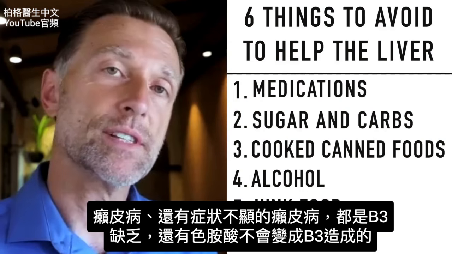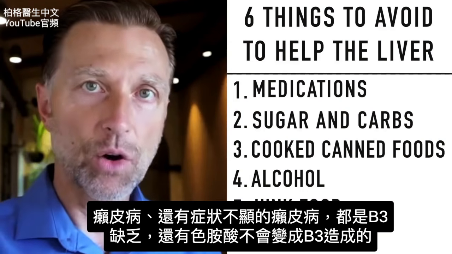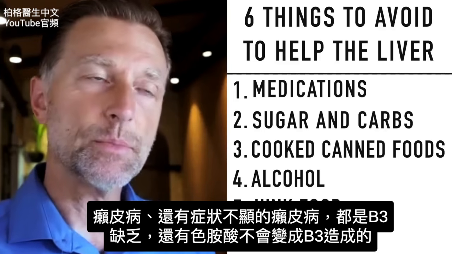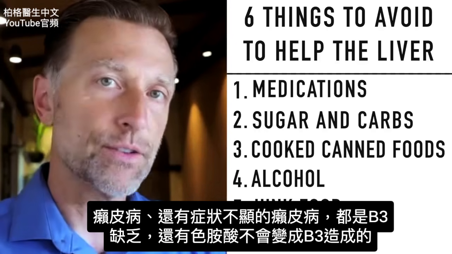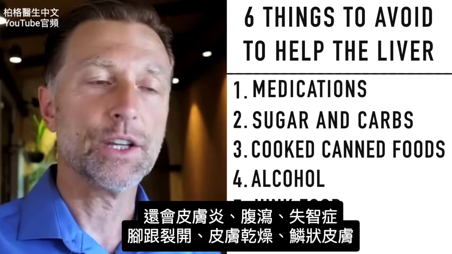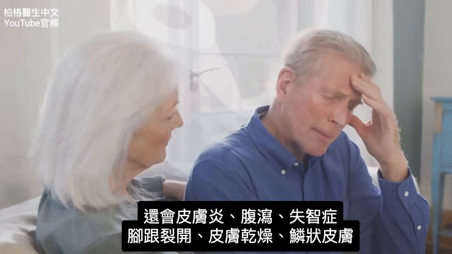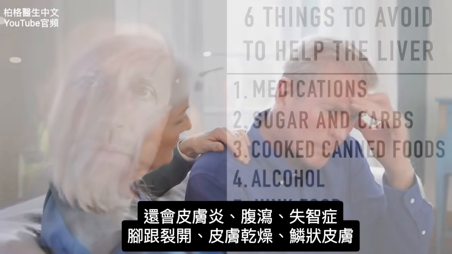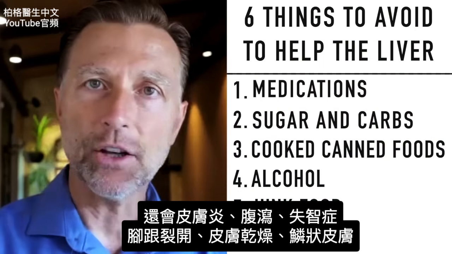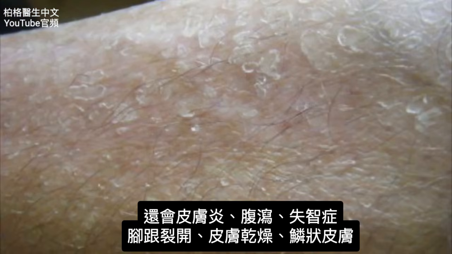And you can also have a subclinical pellagra type situation where you're very, very low in vitamin B3, as well as tryptophan that won't turn into B3. And you can have various symptoms that relate to your skin, like dermatitis, but also diarrhea and even dementia. But it creates all sorts of problems, like your heel cracking, the skin being very dry and flaky.